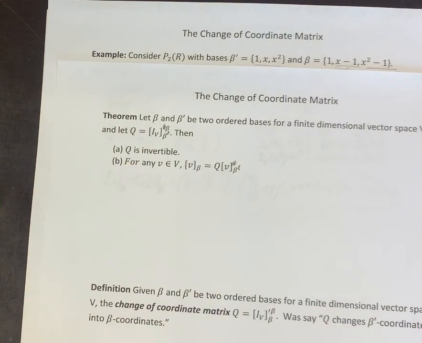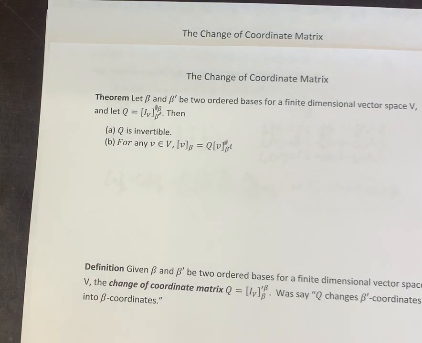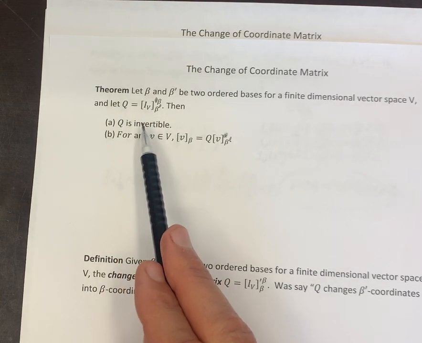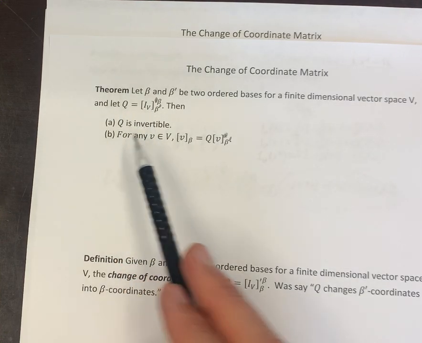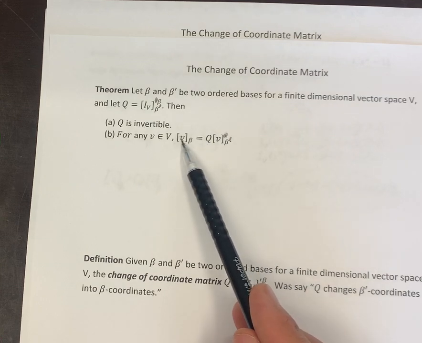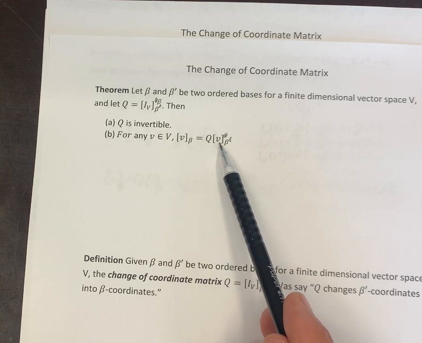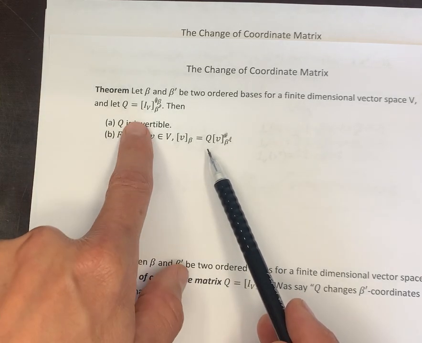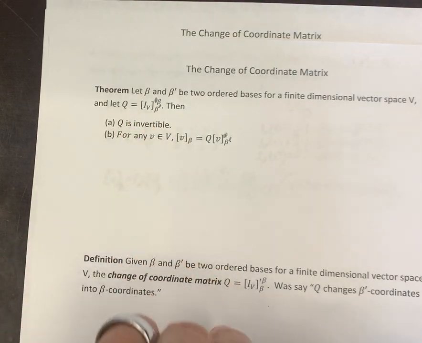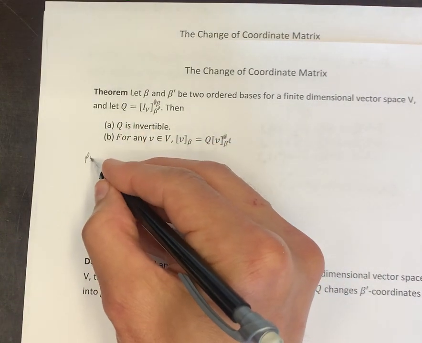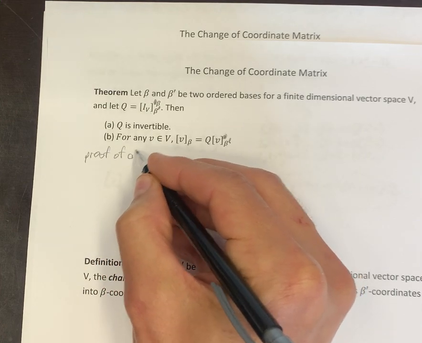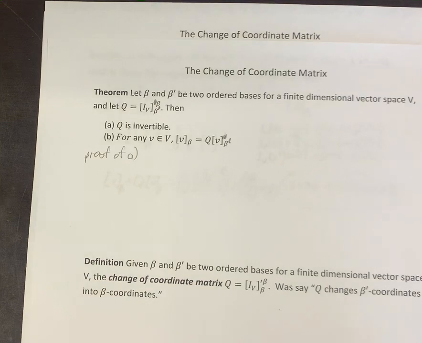Okay, so I need to make two arguments here, okay? So the first argument is if you define it this way, Q is invertible, okay? The second thing I need to argue is that the representation of V in terms of beta is equal to the representation of V in terms of beta prime times Q, defined like this, okay? So for part A, proof of A, think about this.